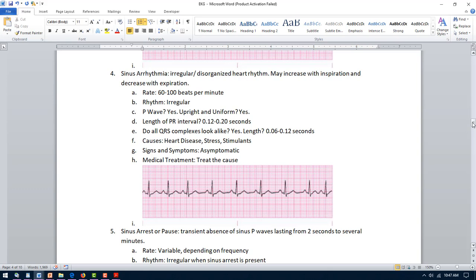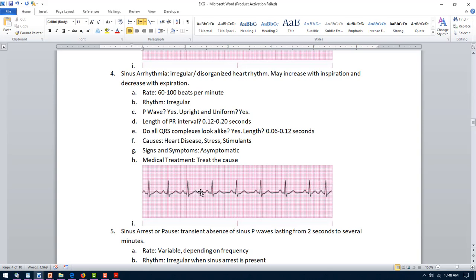Sinus arrhythmia. This one is kind of difficult to see, but it is right here. It's just a goofy beat. The rate is going to be within normal, the 60 to 100 generally. The rhythm, when you look at it, from here to here, looks pretty regular. But then from here to here, this is shorter, so it makes it an irregular rhythm.